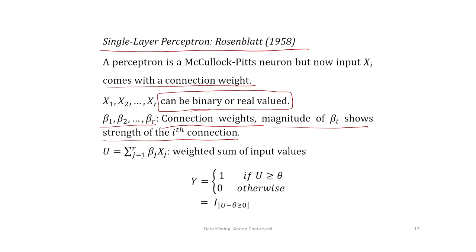So, you define u equal to summation j equal to 1 to r beta j x j. Suppose some weight beta j is positive and large, then what does it imply? It implies that whenever x j fires, suppose x j is binary, so whenever x j takes value 1, it increases the value of u, and it increases the chances of y firing also. So, u is the weighted sum of input values, and Y takes value 1 if u is greater than or equal to theta and 0 otherwise. Again, you write Y as this indicator function, I(u minus theta greater than or equal to 0).